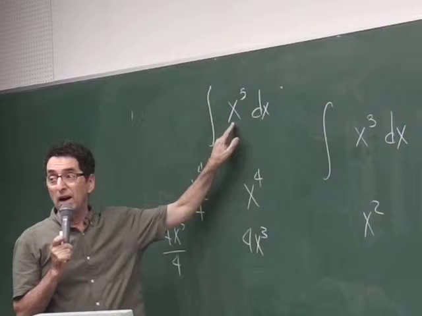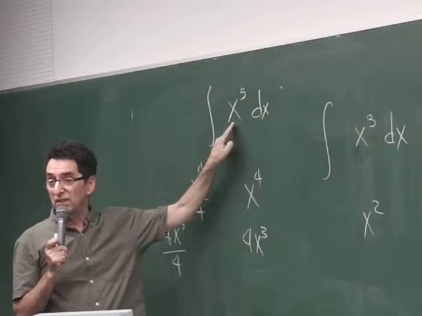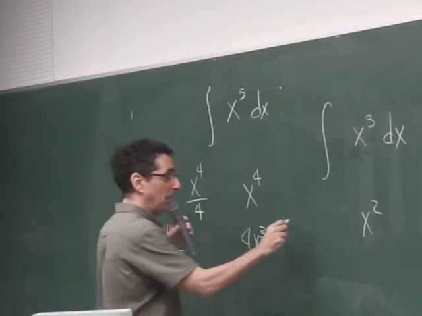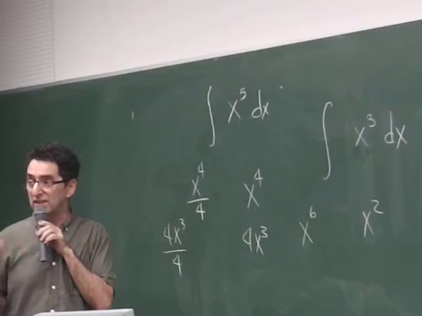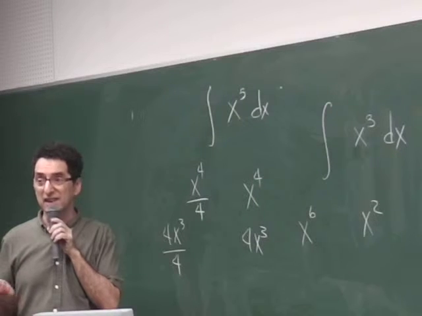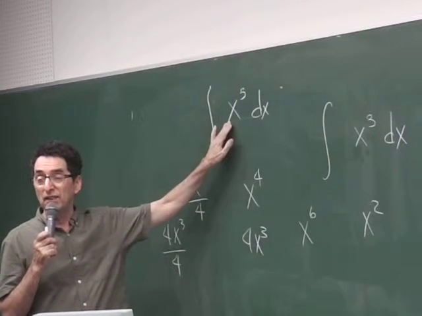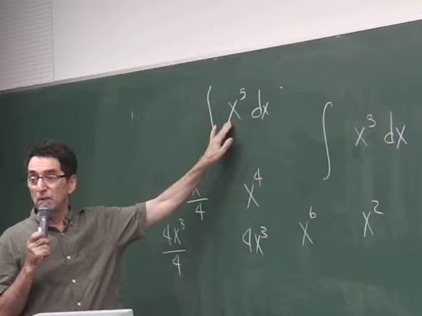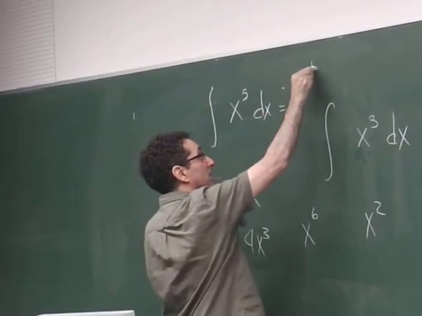Again, the power is probably going to have to be higher than x to the fifth, because when you take the derivative, the power usually goes down. So maybe x to the sixth would work. Okay? So then we say, does it work? Take the derivative of x to the sixth. What do you get? 6x to the fifth, not x to the fifth. So it's too big again by a factor of 6. So therefore, we should divide by 6. So the answer is x to the 6 over 6.